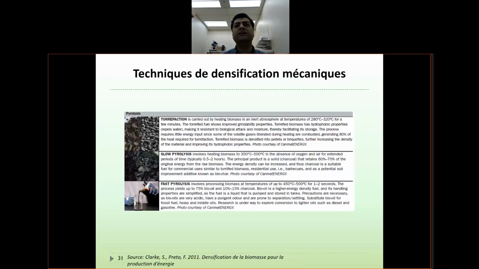Biomass usually has very low density. A skeletal density or even the particle density of biomass is already quite low, and if you have a bulk of biomass particles together, you usually end up with a large volume.